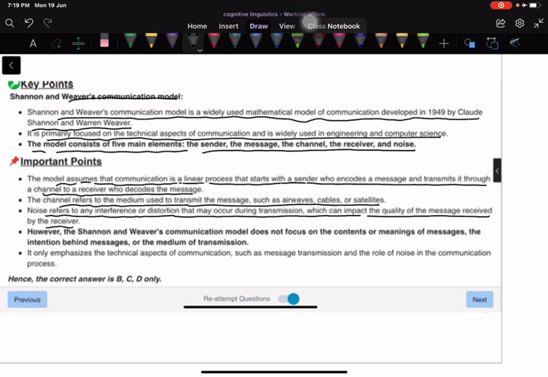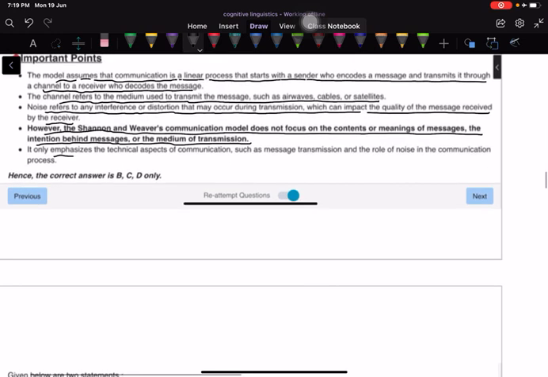received by the receiver. However, the Shannon and Weaver's communication model does not focus on contents or meanings of messages, the intention behind the messages, or the medium of transmission. It only emphasizes the technical aspects of communication, such as message transmission and the role of noise in the communication process.